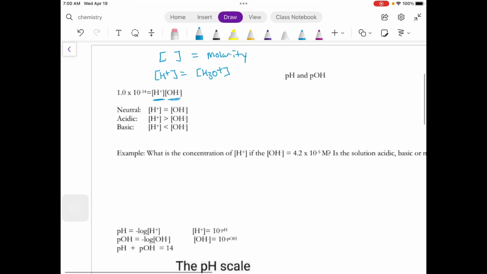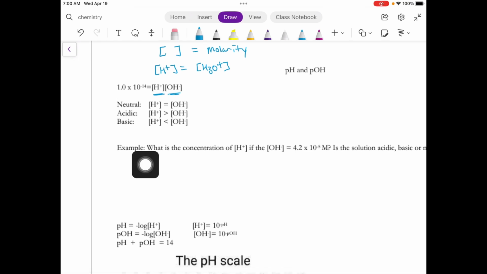So, the big thing here is it's neutral if H plus is equal to OH. It's acidic if H plus is more than OH, and it's basic if H plus is less than OH.